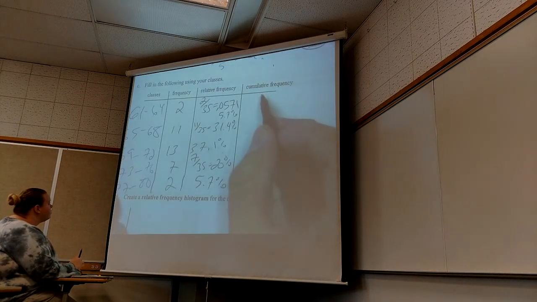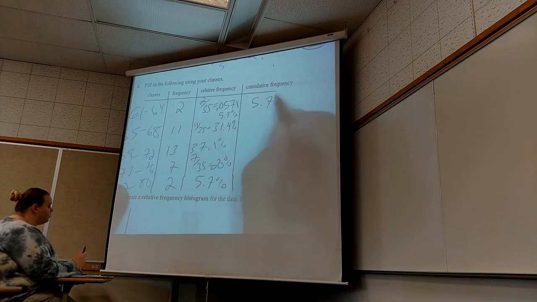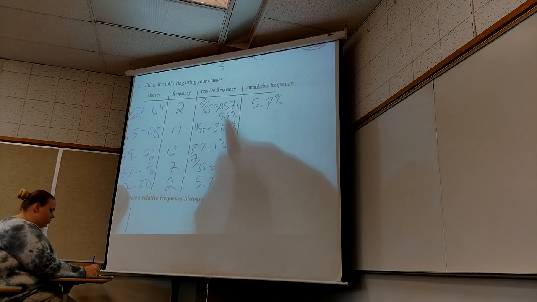So how do I do cumulative frequency? So far, how much have I collected? 5.7. Now, how much have I collected so far?